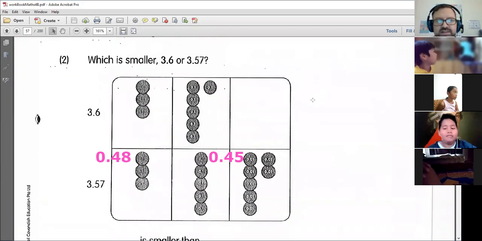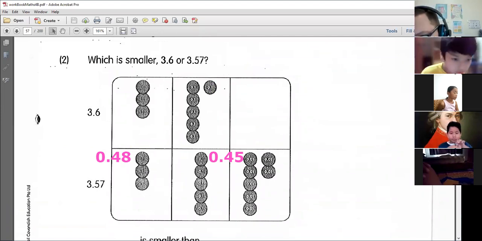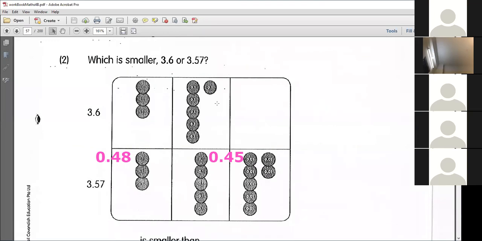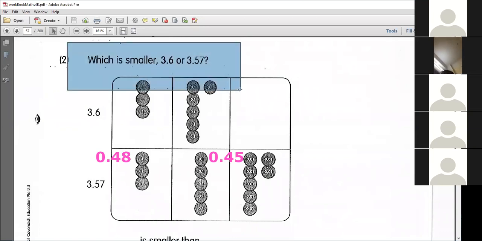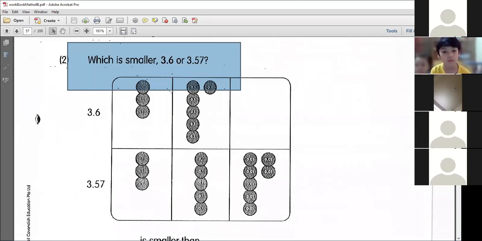All right, next, number two. Gopiset, are you here? Yes, teacher. Hey, your microphone works. All right, this one, number two says, which is smaller, 3.6 or 3.57? Which is the smaller, teacher? Yeah, which is smaller?